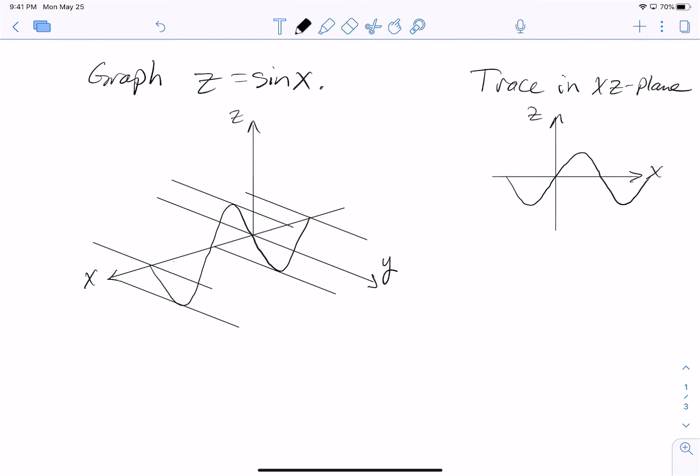And then I'm now going to just redraw that sine curve using these parallel lines as my guide. I forgot where I was aiming for there. There. And then one more. Boy, that last one was confusing.